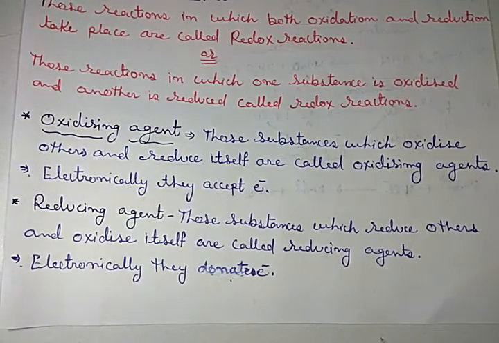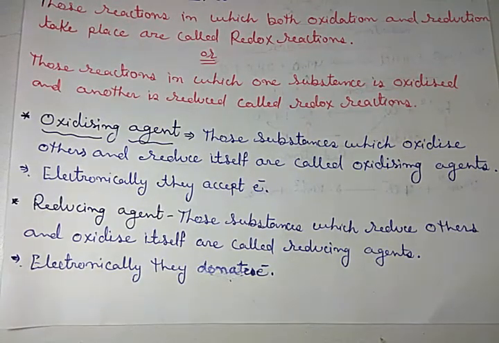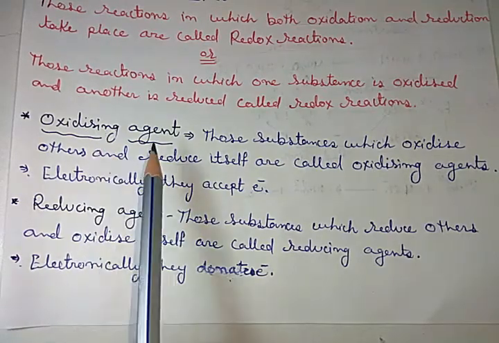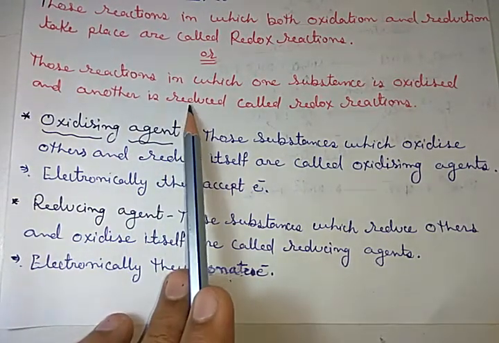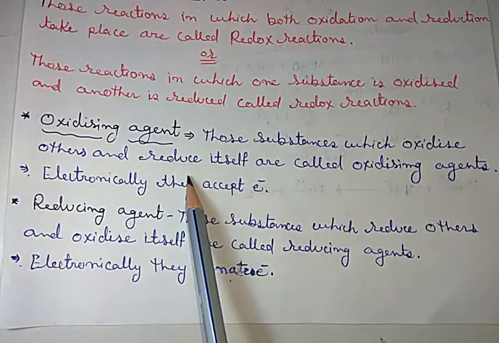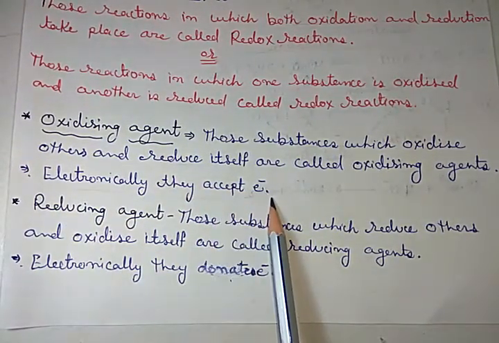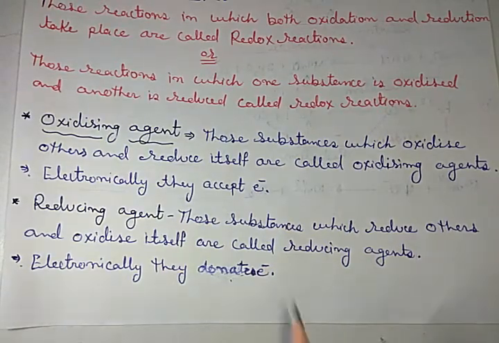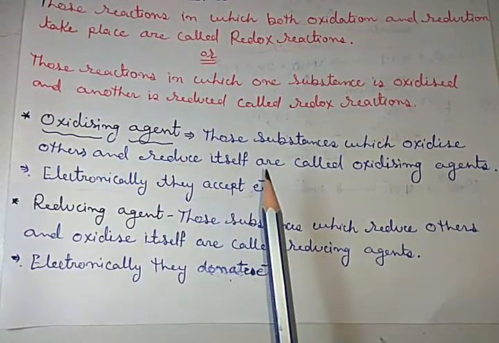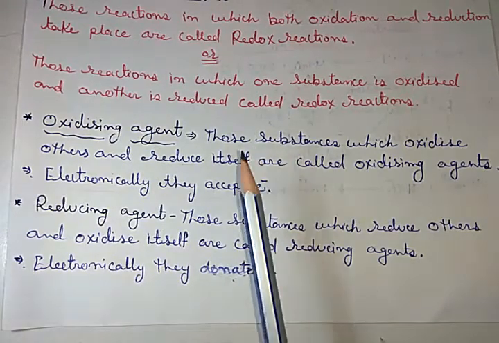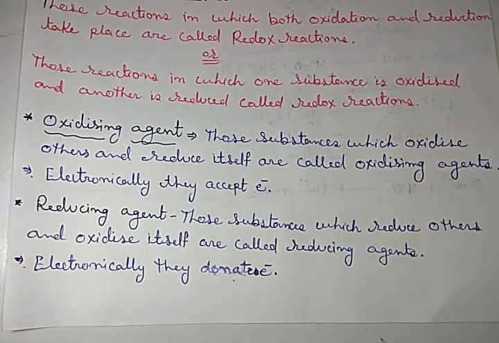If we consider the electronic concept, you know that removal of electron is known as oxidation, and if it has to oxidize the other, then it has to receive the electron. So electronically, they accept electrons. When they accept electrons, they oxidize the other. Got it?